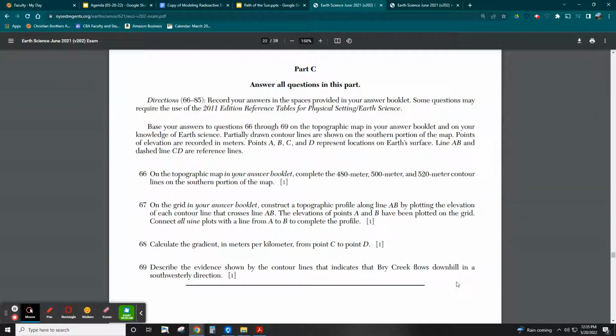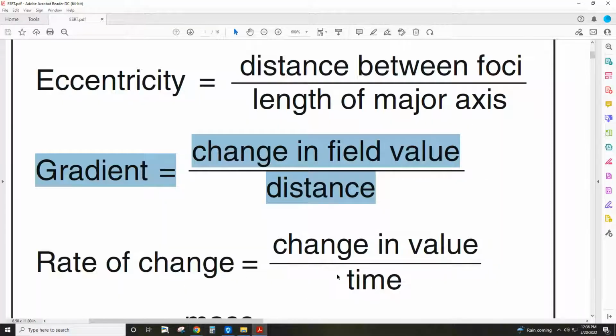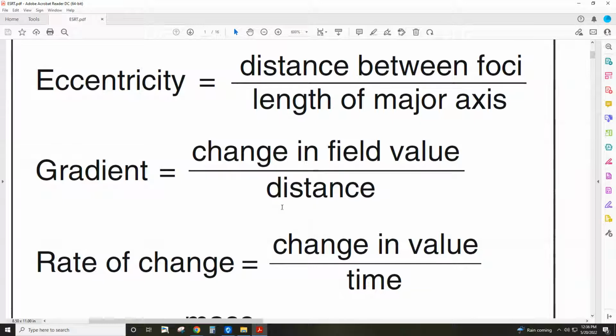Question 68. We have to calculate the gradient from our topo map from point C to D. Now, this is partially a reference table question, remembering that there is a formula for gradient. It's right here. Gradient equals change in field value over distance. So we're going to have to get a couple values here from our map.